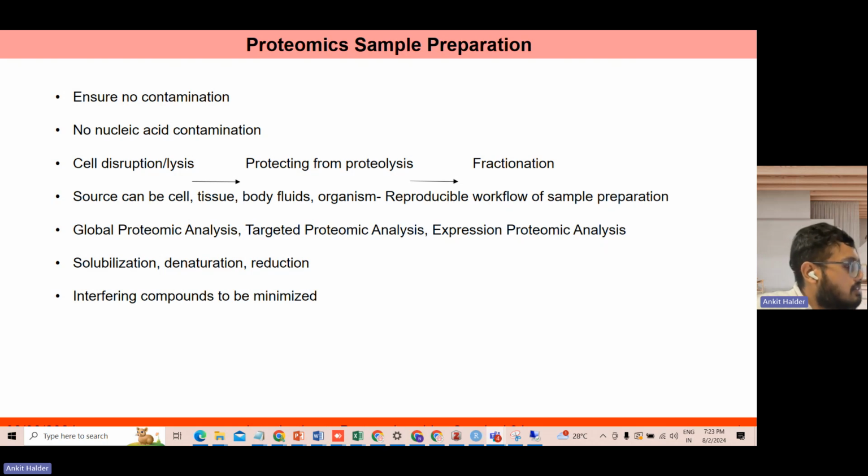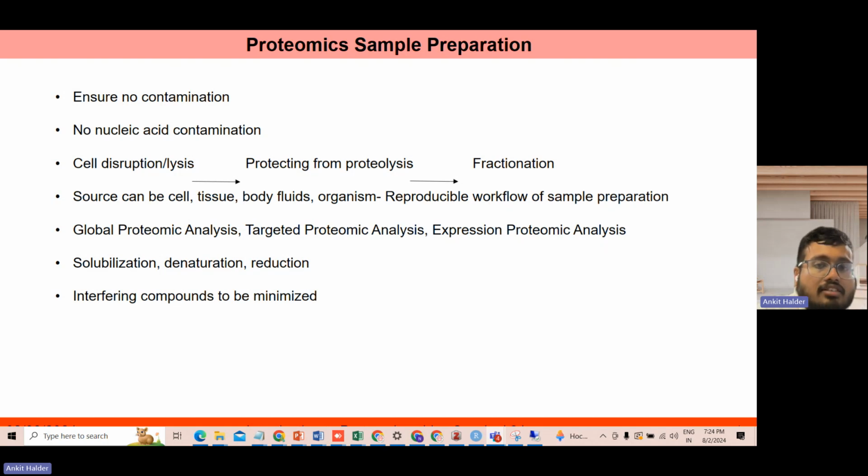Now, the sources, we know, can be cells, tissues, body fluids, or any kind of organism. Whatever the source, we need a reproducible workflow for sample preparation, so that our samples can be prepared in a reproducible manner and work for all those types of sources. But the problem is that only one particular method cannot be used for all types of cells and all types of tissues.